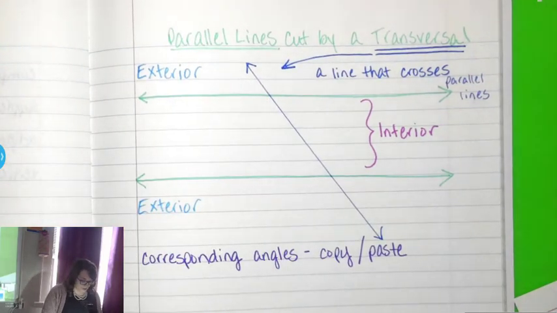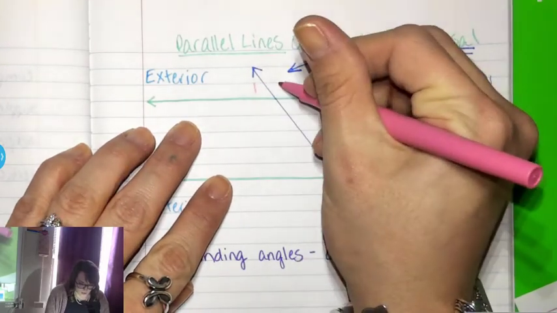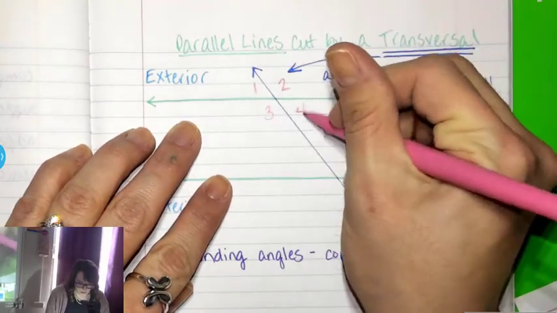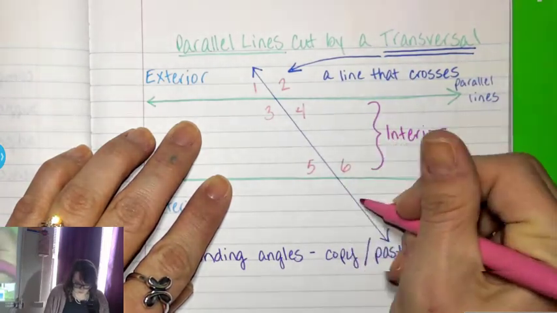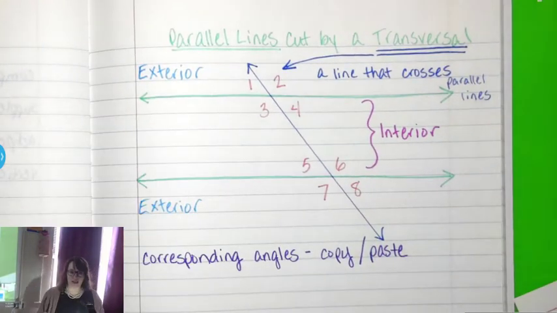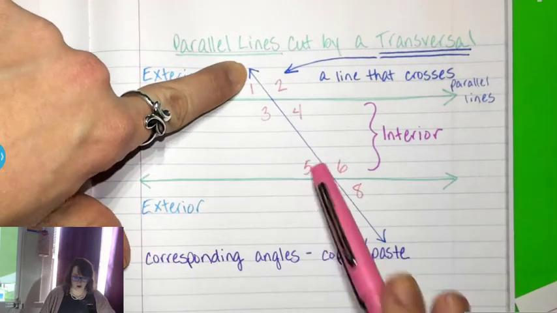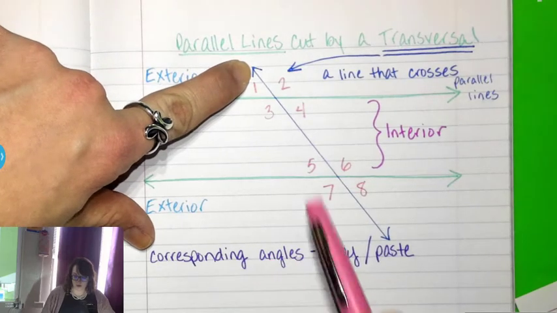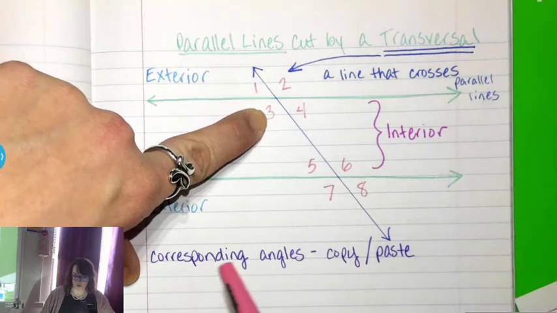To help me talk to you about the angles, we're going to name them. I'm going to make this one a 1, a 2, a 3, a 4, and then 5, 6, 1, 2, 3, 4, 5, 6. Got to keep the pattern. 7, 8. Just so I can get my fat fingers out of the way. So angle 1 and angle 5 are corresponding angles because you copy it and paste it. Angle 3 and angle 7 are corresponding angles.